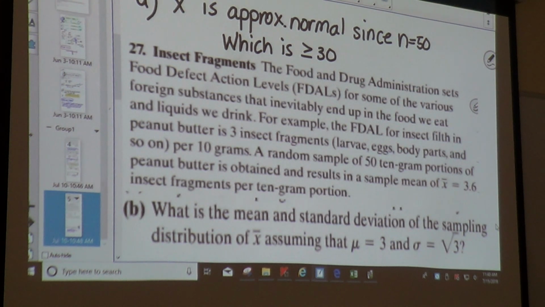I'm going to let you try this one. What is the mean and the standard deviation? So I want to know what is the new mean and what is the new standard deviation? What is the new mean and what is the new standard deviation?